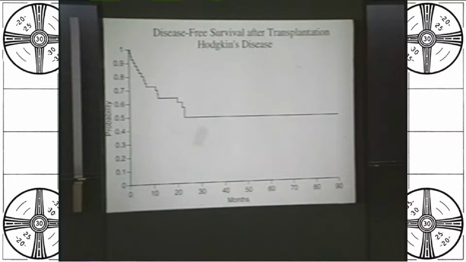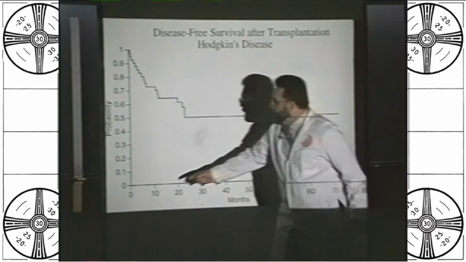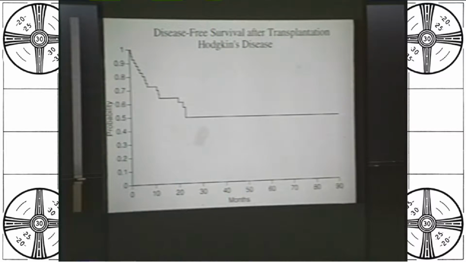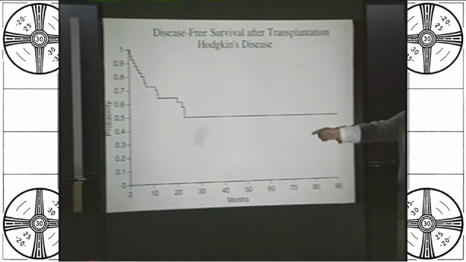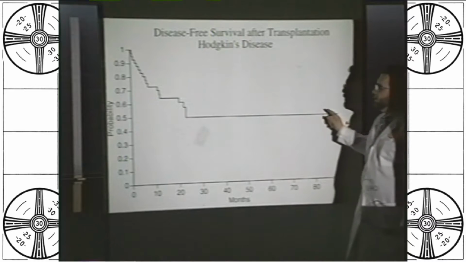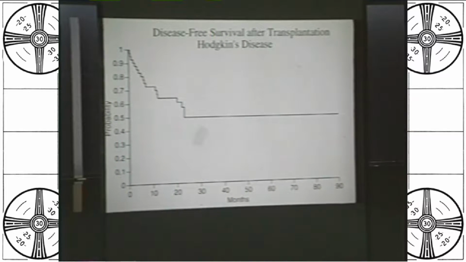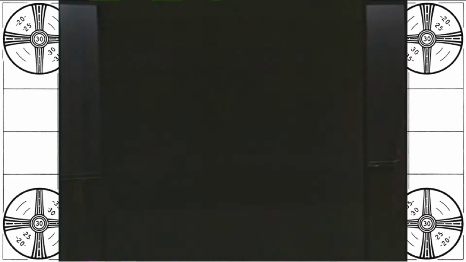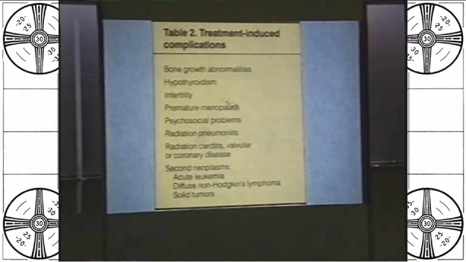This is a Kaplan-Meier curve in which you have the probability, in this case, of being alive and free of disease months or years after your transplant. And whenever you see a flat line, that suggests that you're dealing with cures. Okay, and you can see here that sits around 50%. So it's a very treatable tumor.